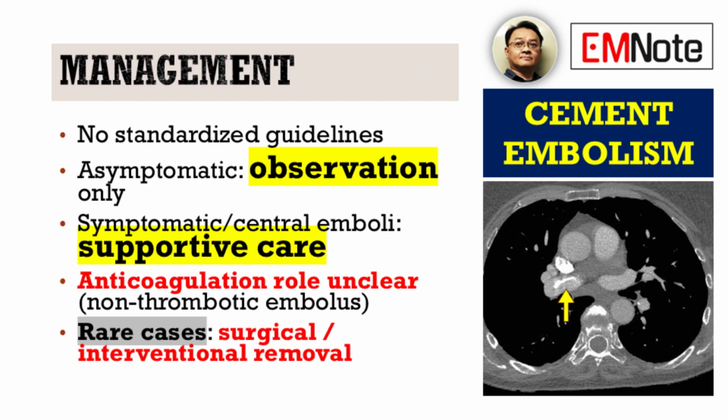Now, let's move on to management. Currently, there are no standardized treatment guidelines specific to pulmonary cement embolism. For asymptomatic patients, no intervention is generally necessary. In symptomatic patients, particularly when the cement is centrally located, management becomes more controversial. Some reports advocate for anticoagulation following standard pulmonary embolism protocols, but the evidence remains inconclusive. The core issue is that cement is inorganic and non-thrombotic, making the utility of anticoagulation or thrombolysis uncertain.